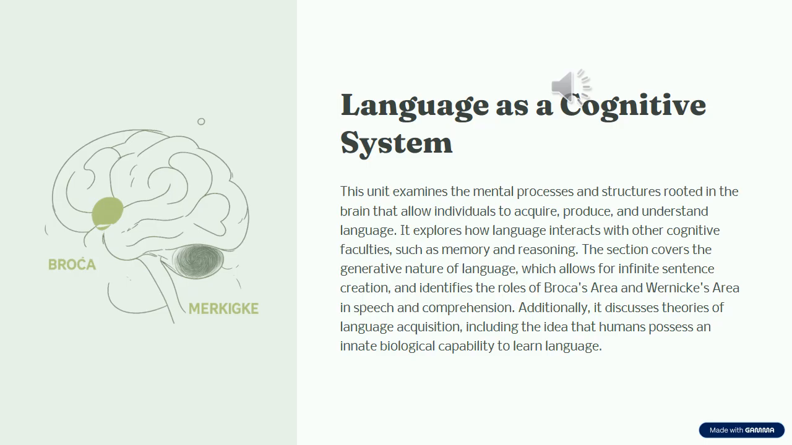The first unit is language as a cognitive system. The mental processes and structures rooted in the brain that allow individuals to acquire, produce, and understand language. It explores how language interacts with other cognitive faculties, such as memory and reasoning. The sections cover the generative nature of language, which allows for infinite sentence creation, and identify the roles of Broca's area and Wernicke's area in speech and comprehension. Additionally, it discusses theories of language acquisition, including the idea that humans possess an innate biological capacity to learn language.